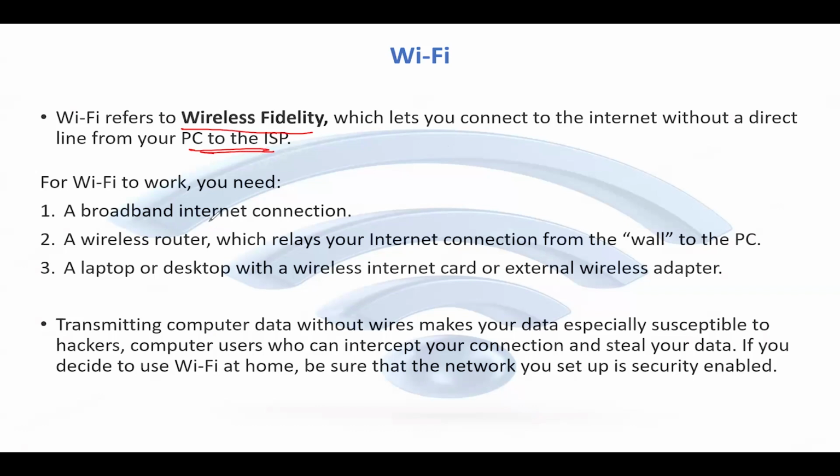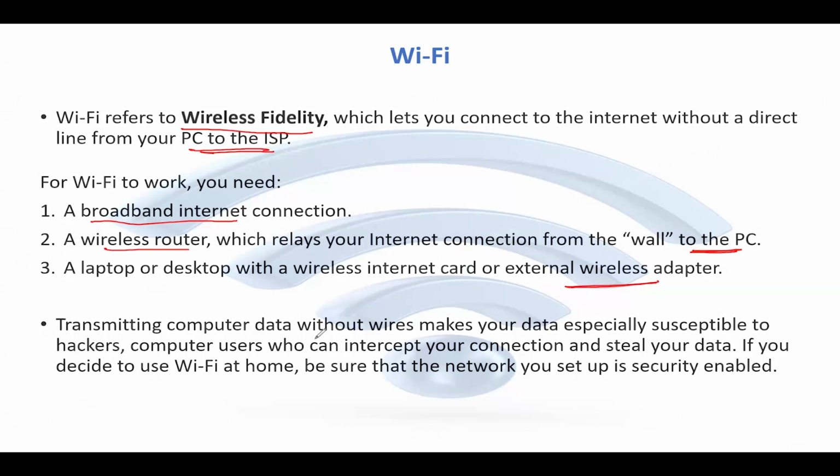For Wi-Fi to work, you need a broadband internet connection, a wireless router, which relays your internet connection from the wall to the PC, and a laptop or a desktop with a wireless internet card or external wireless adapter. So nowadays, all the laptops you will have will by default have a wireless adapter. Okay, in the initial days you needed to have that extra network card in order to have a Wi-Fi connection.